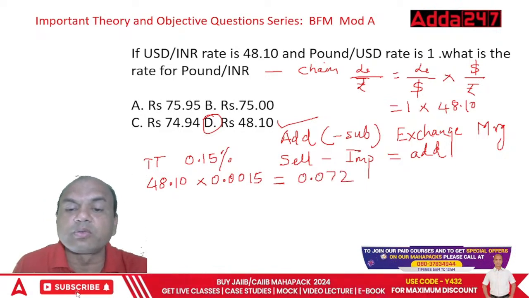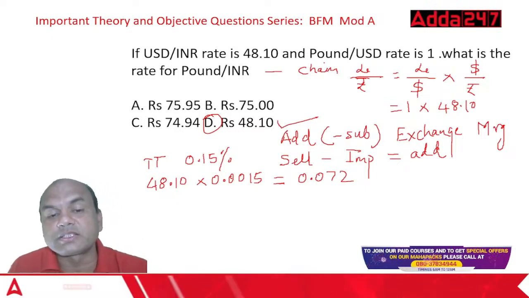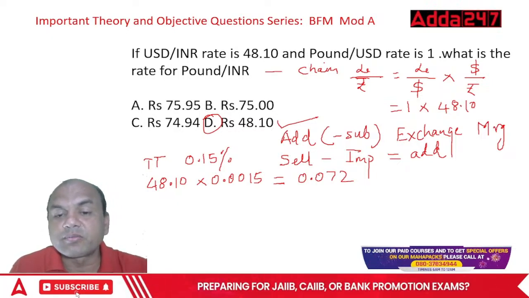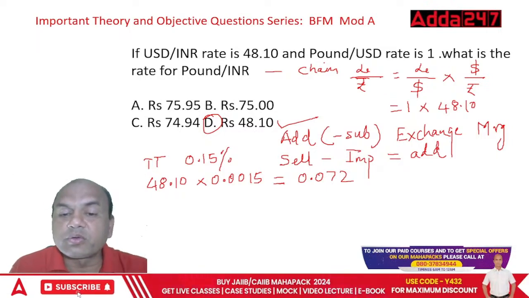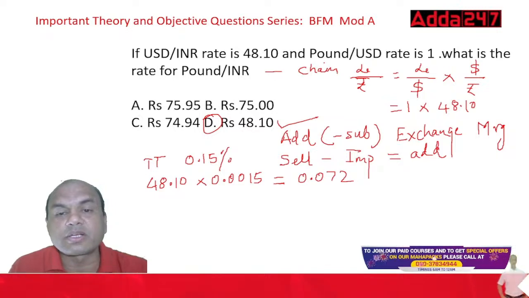It is 0.072. Now what will you do with this margin? This is your margin in figure. This was in percentage, now it is in numbers. So what will you do in this problem? What is given?